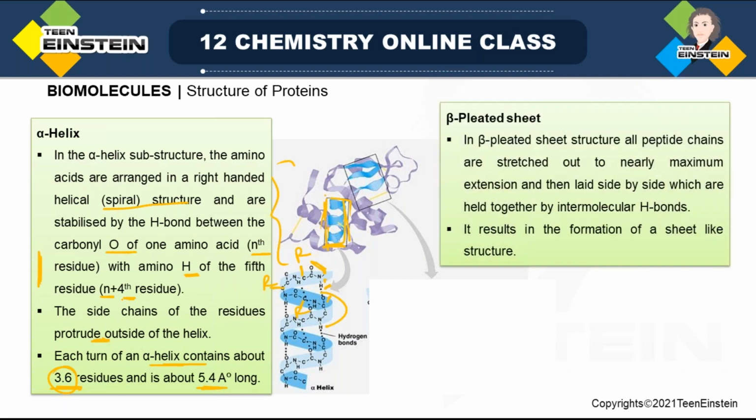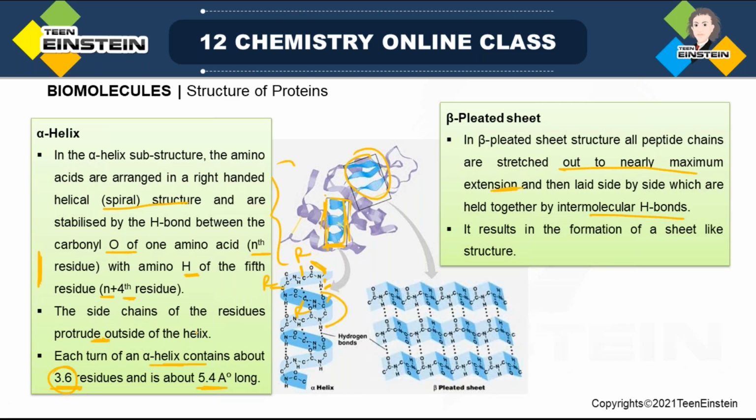Now when it is a beta pleated sheet, focus on this part. This part is not spiral, it is a plate-like structure. In this structure, all peptide chains are stretched out to nearly maximum extension, then laid side by side, held together by intermolecular hydrogen bonds. So here also hydrogen bond is present, but it is not like the alpha helix hydrogen bond, which is formed between the nth peptide bond and the N plus 4th peptide bond.